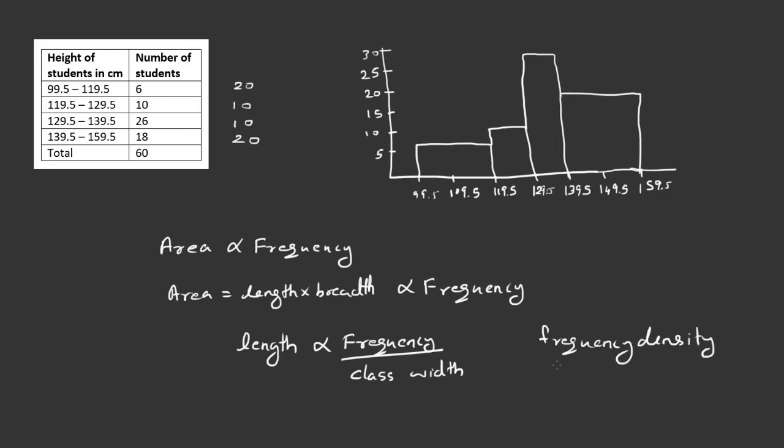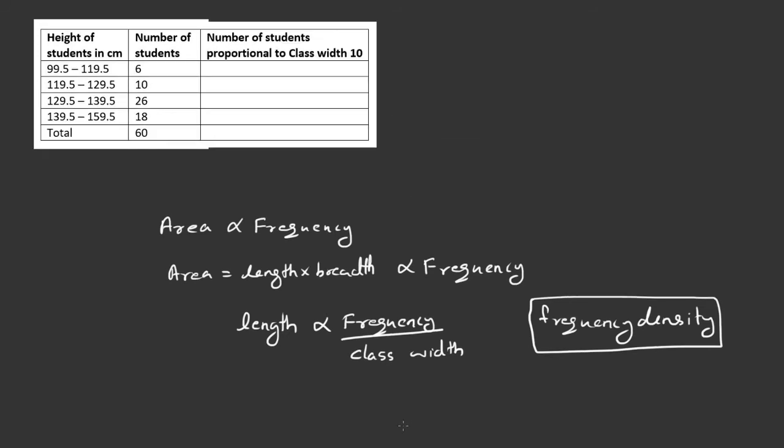So the height or length of the bar is proportional to frequency density. It is given by frequency divided by class width. Now we are going to do this correctly. For this, I require one more column in which I am going to calculate the length or height of the bar. I am going to make it proportional to class width 10 for our example.